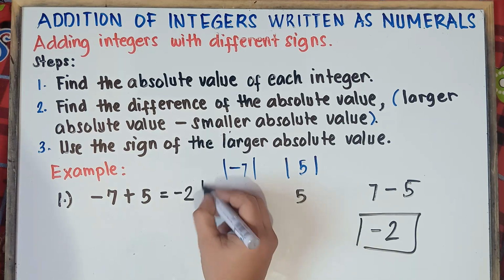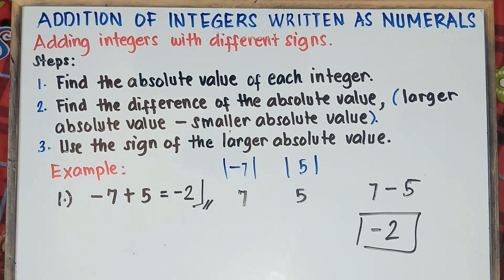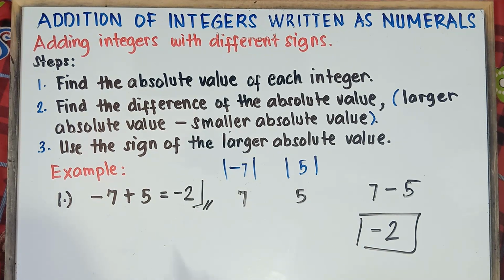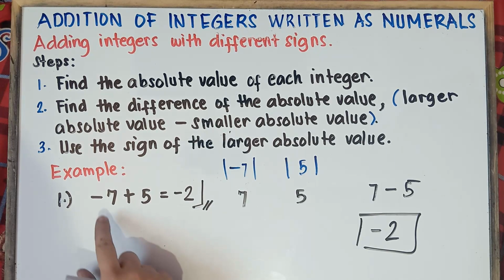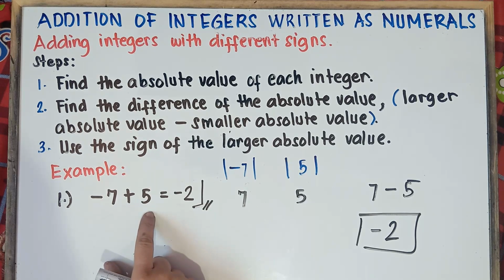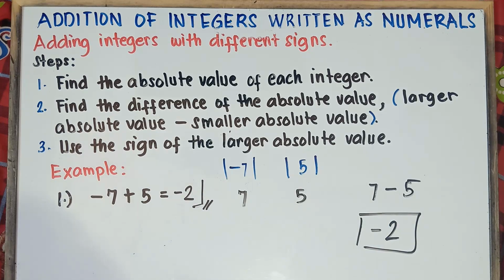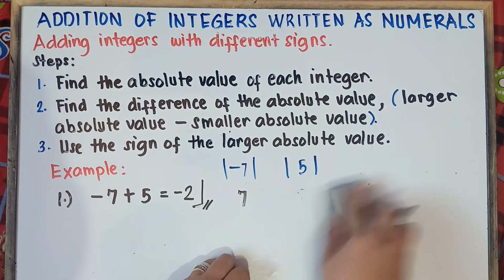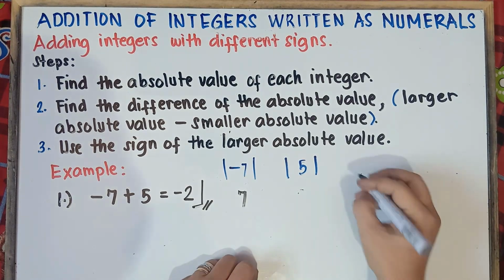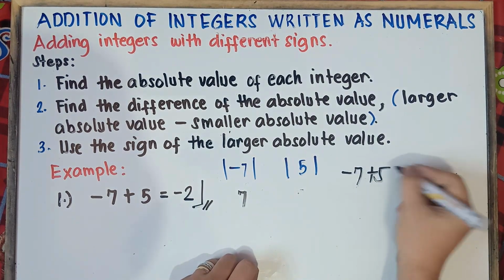That's it, class. That's the answer with regards to example number 1. So quite complicated, right, if you follow the steps. Now, let me just introduce, class, the shortcut way to answer this one. Example, class, negative 7 plus 5. To make it simple, let me just erase this one, class.